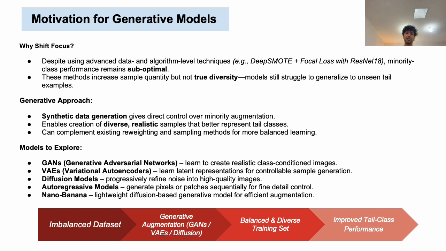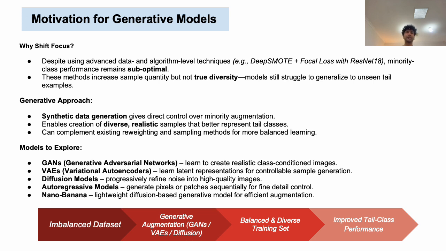The generative approach would create new synthetic data. So this would enable us to have diverse and realistic image samples to better represent the tail classes and populate them well. There's multiple models that we want to be looking into. The ones we're interested in would be the GANs and the VAEs and the diffusion models. And we've also got autoregressive and nano-banana models that we could be looking into.